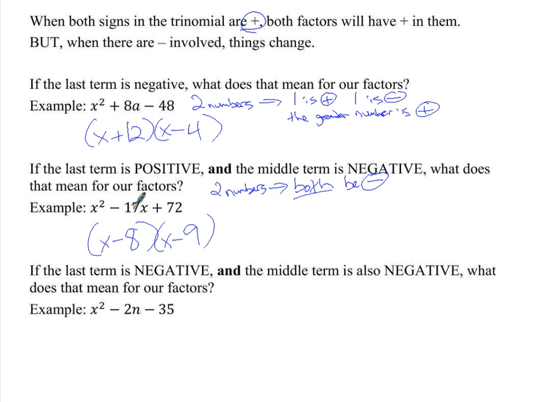The only other possible scenario is if we have two negatives. So the middle term is negative, the last term is negative. In this case, we're still going to have our two numbers. The only way I can multiply two numbers together and get a negative result is if one's negative and one's positive. So I'm going to write one is positive, one is negative. Looks like lists. Maybe I should write the word one instead.